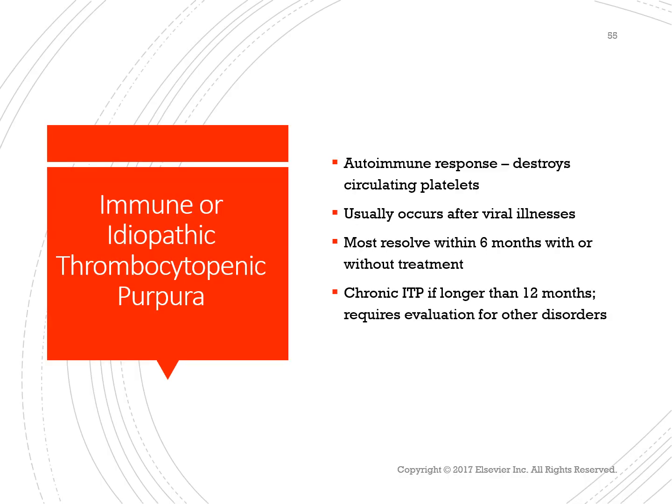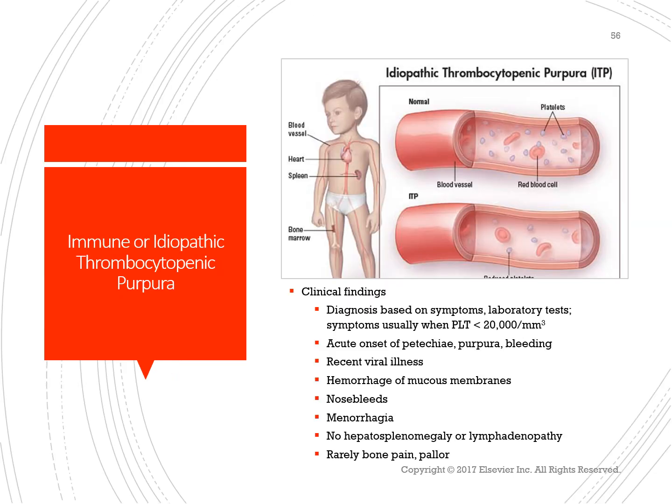First thing we're going to talk about is immune or idiopathic thrombocytopenic purpura, and this is an autoimmune response that destroys circulating platelets. Usually this is going to occur after a viral illness, and most are going to resolve within 6 months with or without treatment. However, we do have those children that have chronic ITP that lasts longer than 12 months and is going to require evaluation for other disorders.